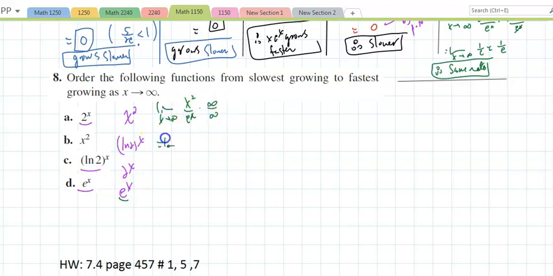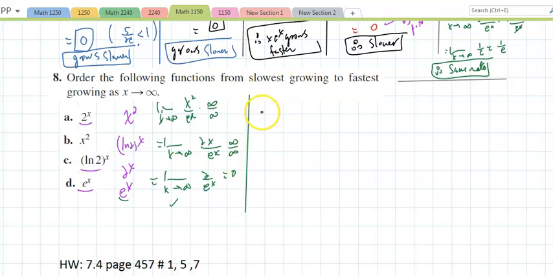That's infinity over infinity, limit as x approaches infinity of 2x over e to the x, infinity over infinity, limit as x approaches infinity of 2 over e to the x equals 0. There, I've just proved that x squared grows slower than e to the x. So I'm going to do all the comparisons. Now I'm going to take the limit as x approaches infinity of natural log of 2 to the x over e to the x. Well, that's quick and easy. If I combine those, natural log of 2 over e to the x.